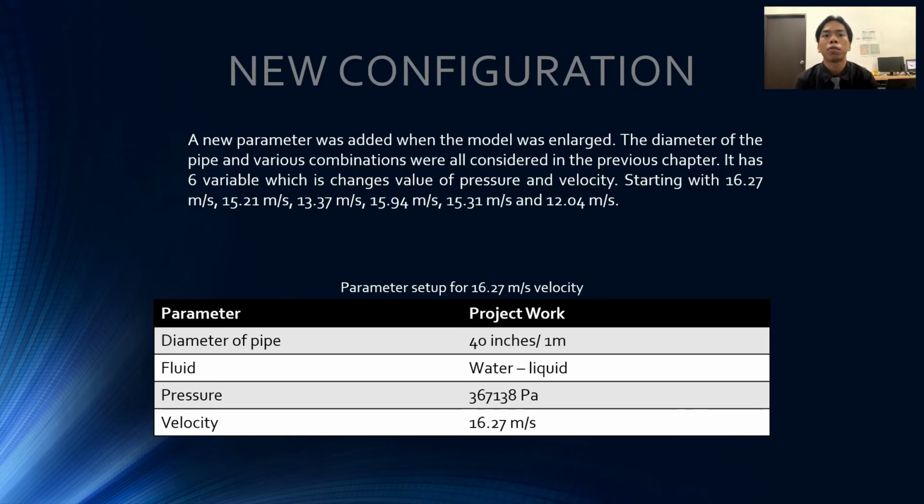For the parameters and project work, for the diameter of the pipe, we use 40 inch, which is 1 meter for the diameter. For the fluid, of course, we use water. And then the pressure and velocity keep changing. We start with velocity 16.27 meters per second, and for the pressure, 367,138 Pascal.